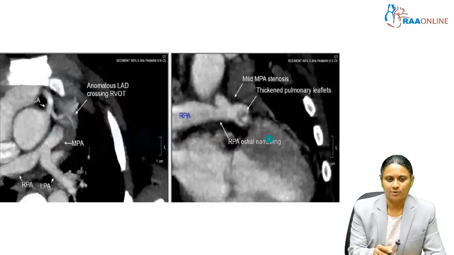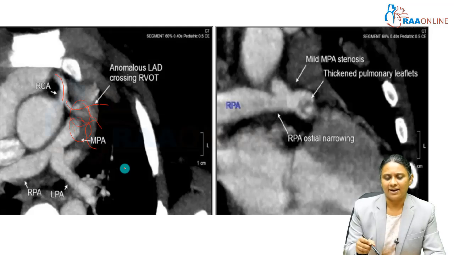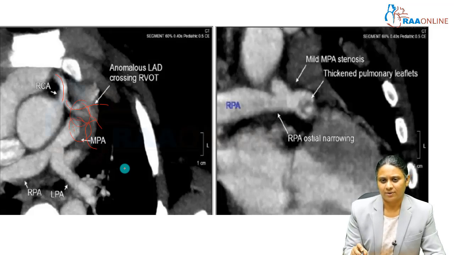This is the anomalous course of the LAD. This is the aorta, right coronary cusp. RCA arises from this. So this is the LAD which crosses the RV outflow tract. You can see there is a main pulmonary artery here. So it crosses the right ventricular outflow tract and reaches the anterior interventricular groove.